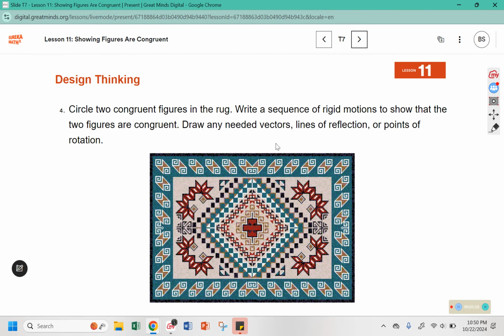So you can see this patterned rug textile, and it says, circle 2 congruent figures in the rug. Write a sequence of rigid motions to show that the 2 figures are congruent. Draw any needed vectors, lines of reflection, or points of rotation.